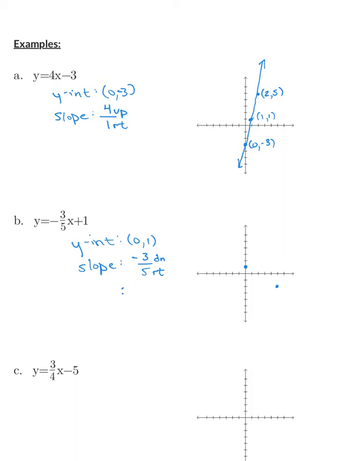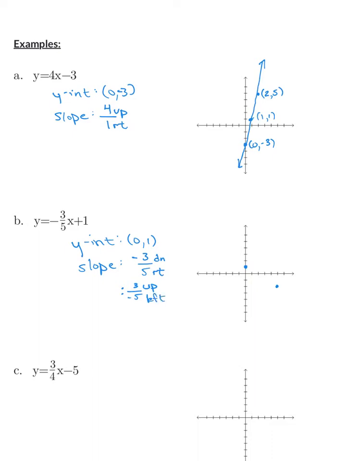We can go ahead and put our negative on the bottom. Remember that the negative can go wherever it wants, as long as there's just one of them. And what this now tells me is I want to go up 3 and left 5.